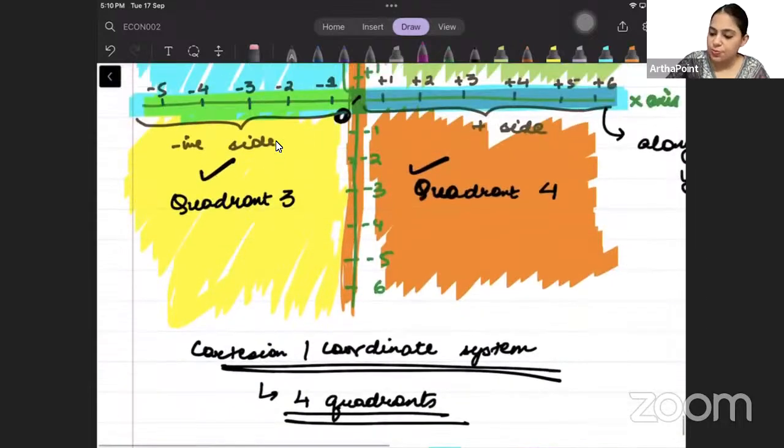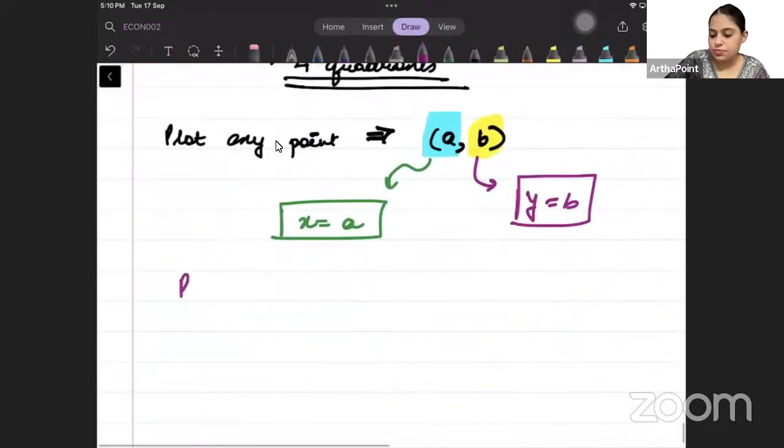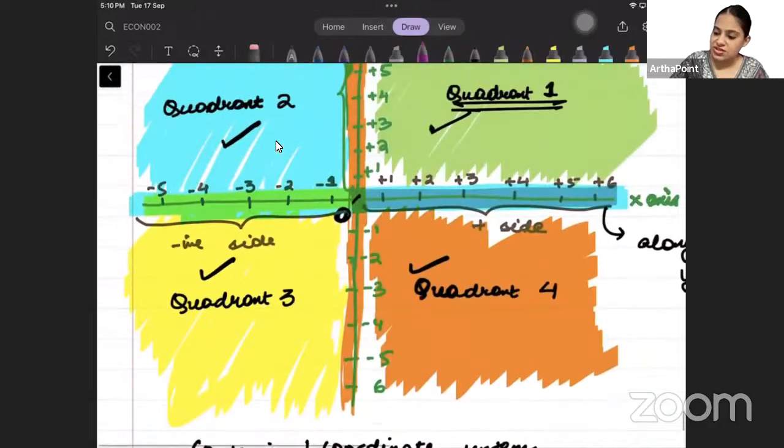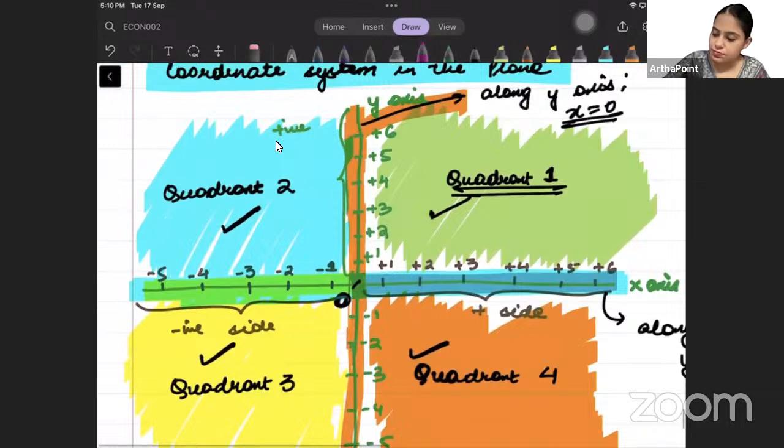Right. So suppose I say plot 7 comma... suppose not 7, let's take a smaller number, let's say plot 2 comma 3. That means I need to take x at 2 and y at 3. So x at 2, y at 3, and this point will be 2 comma 3.